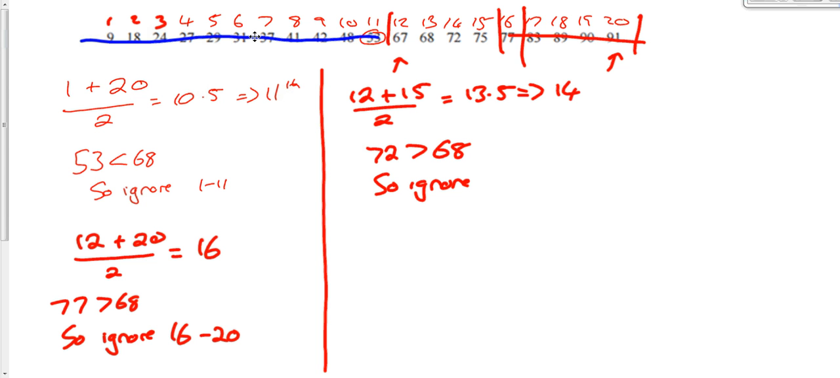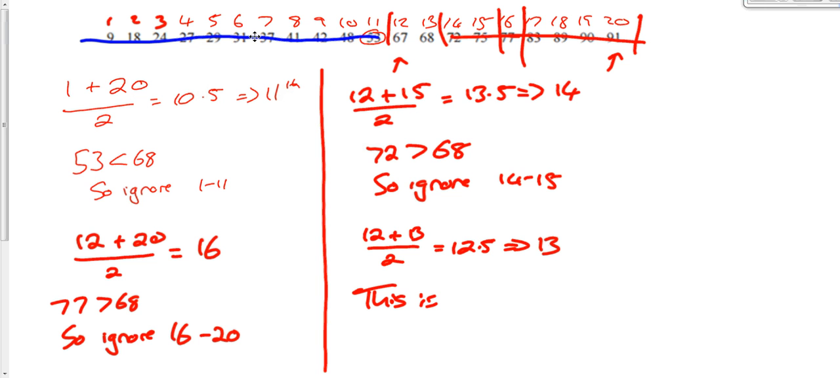So ignore, what have we just done? 14 and 15. So ignore 14 to 15. Get rid of those. And now we've got 12 plus 13 divided by 2, which equals 12.5, which goes to 13, which is 68. Therefore, stop search.